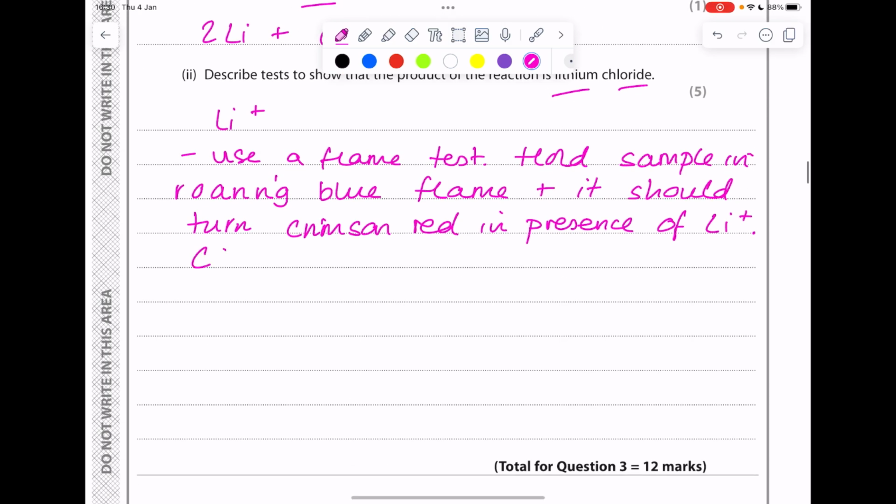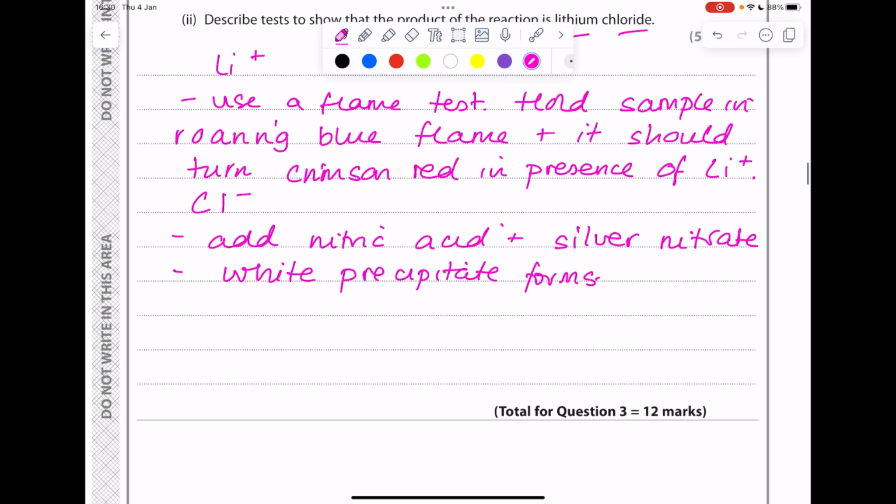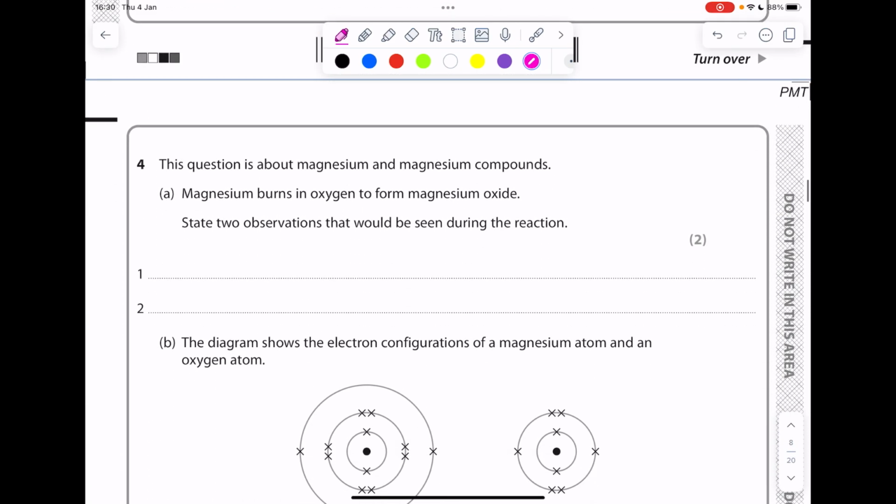Now we're testing for the chloride ion. So remember, you need to add nitric acid and silver nitrate. You must learn these chemical tests, or the tests for positive and negative ions. You will see a white precipitate formed, and that's how you get your 5 marks.